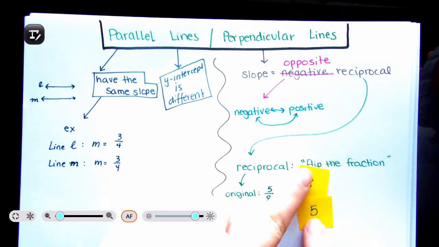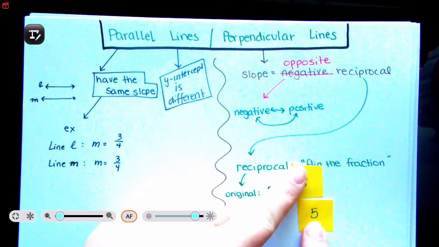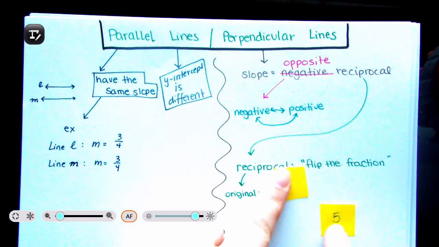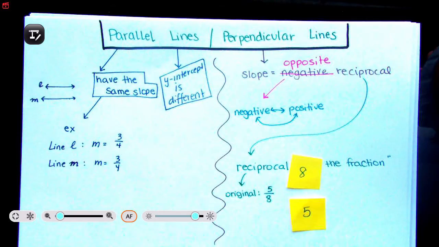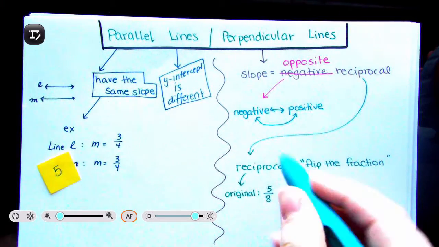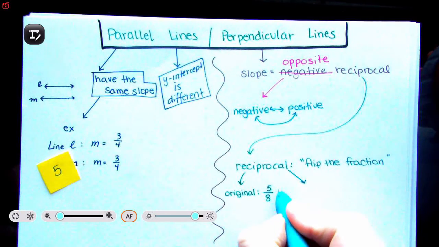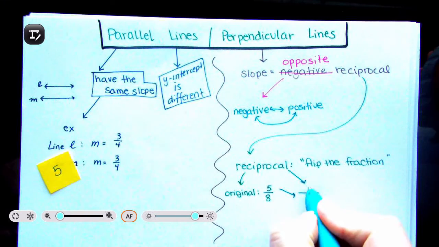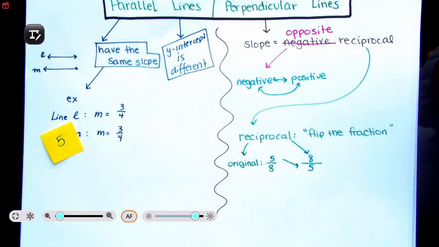Okay, so let's do that again. Let's take the reciprocal of 5/8. You switch the position of your numerator and the denominator. So the reciprocal of 5/8 would be 5 on the bottom and 8 now on top. You flip the fraction.